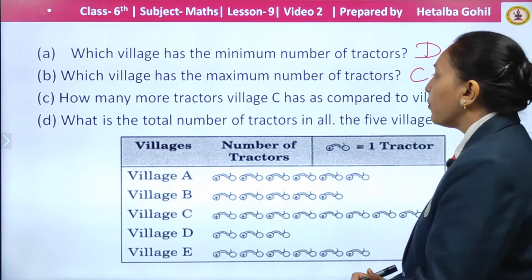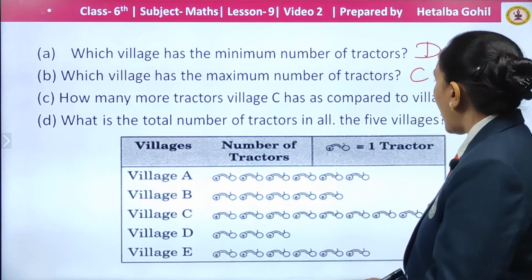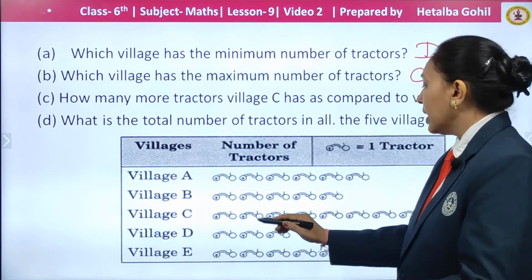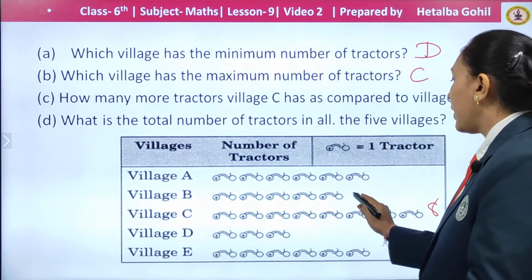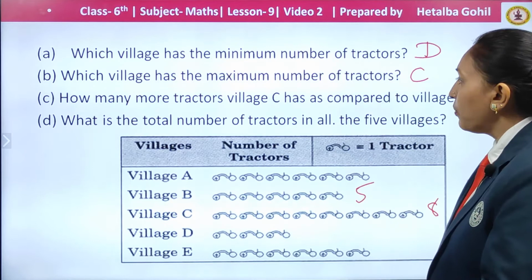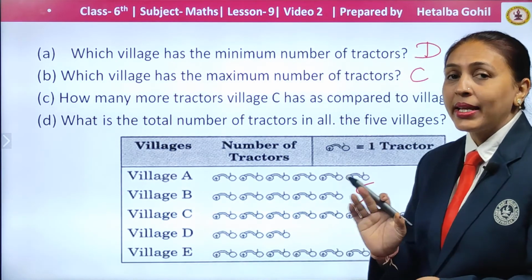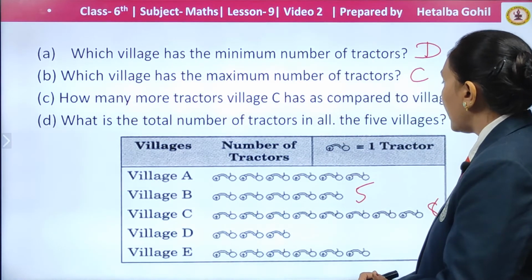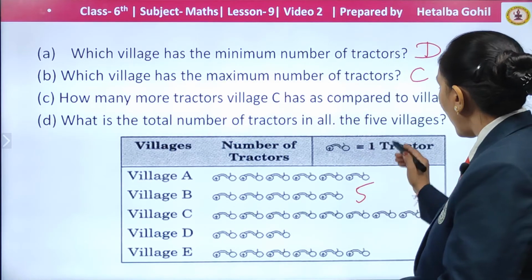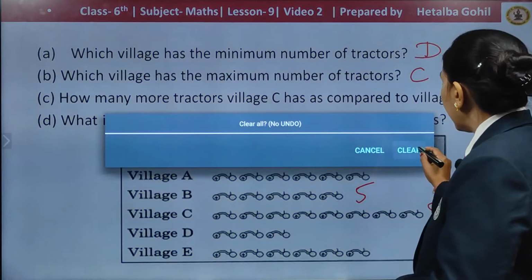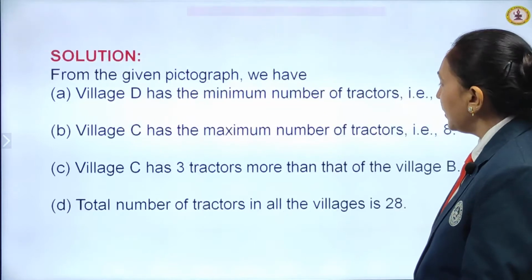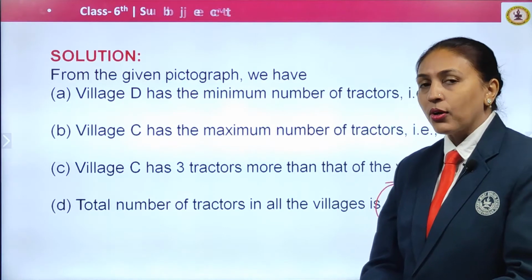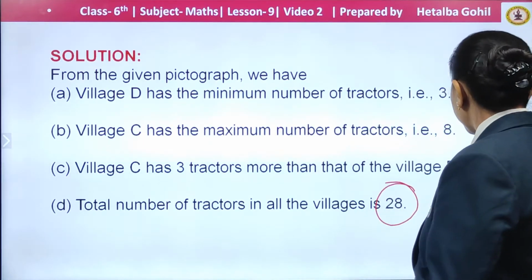Then how many more tractors does village C have as compared to village B? Okay, we have to compare B and C. C is having 8 and B is having only 5. So how many more is village C having? 8 minus 5, 3 tractors, right. And what is the total number of tractors in all the 5 villages? When you add all 5 together you will get the answer. Okay, so let us see. In all, when we add together, we get 28 tractors among all the 5 villages.